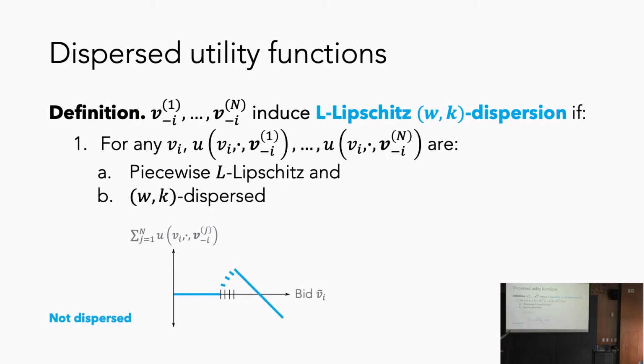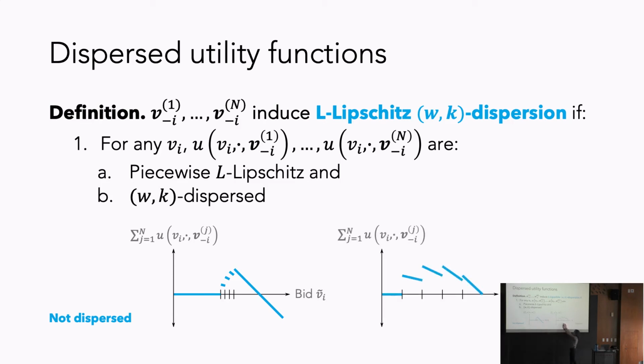So here again, we've got that picture from 5 slides ago, where we've got the bid along the x-axis, and we've got average utility on the y-axis. And we saw this case where all the bids of the other agents were really concentrated in this interval. And so this set of functions, and many functions, are not dispersed.